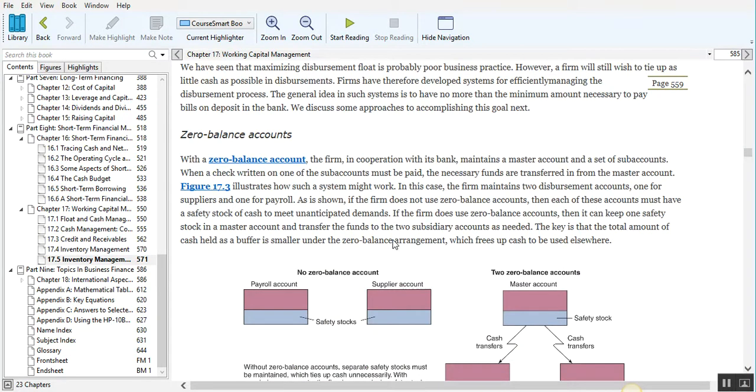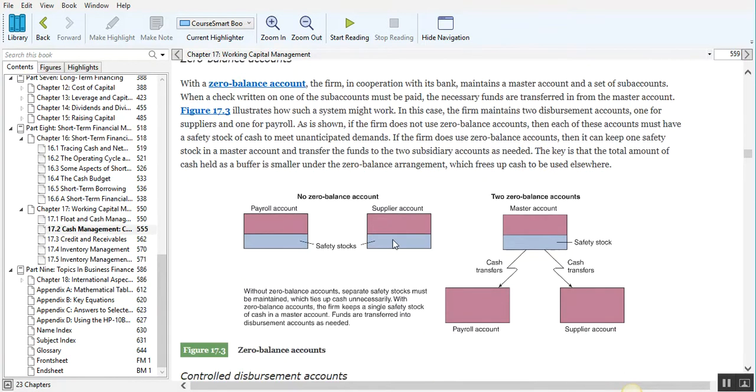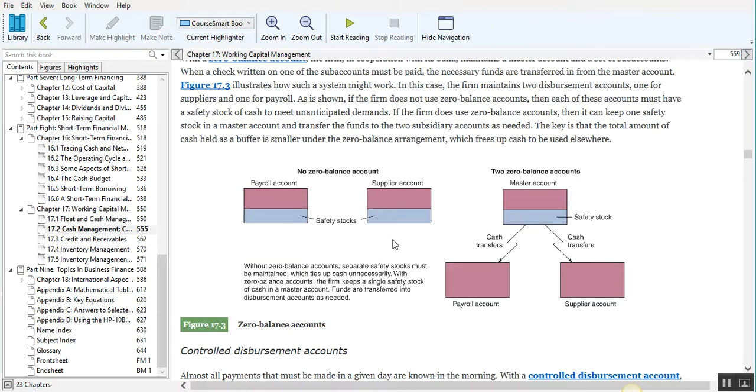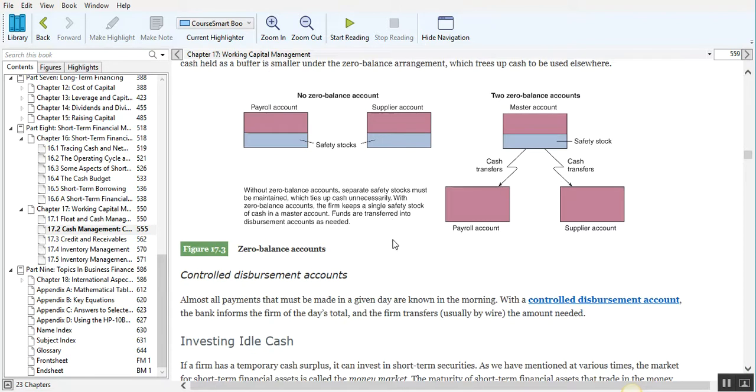If a company has something they call a zero balance account, the firm, in cooperation with the bank, is basically maintaining an account and a set of sub-accounts, so that when a check written on one of the sub-accounts is paid, the funds are automatically transferred in from a master account. This is a lot like a PayPal account. You don't actually have any cash in it, but you authorize the transfer of the cash into that account from your account. So when you want to buy something, the transfer is made to cover that payment.